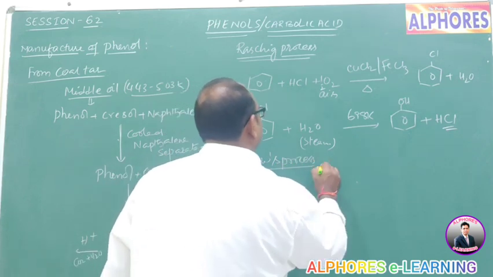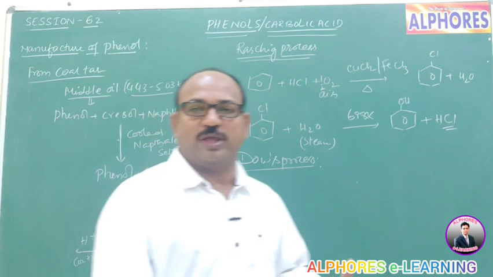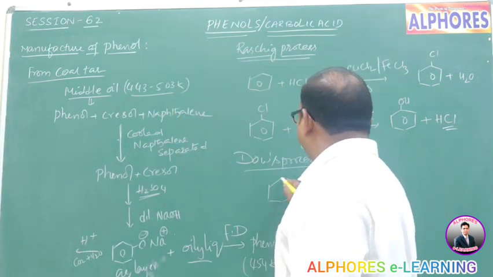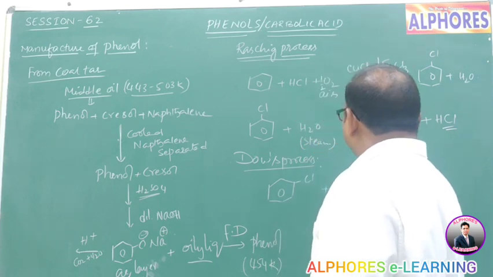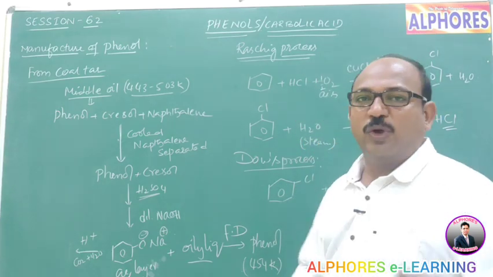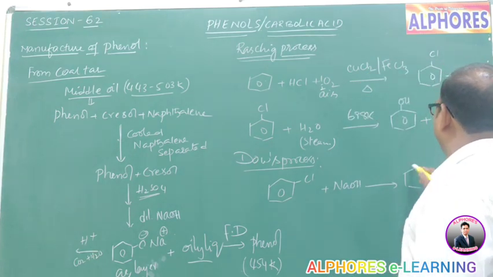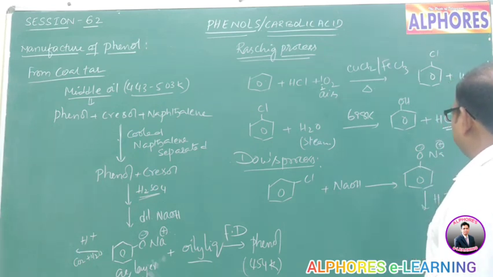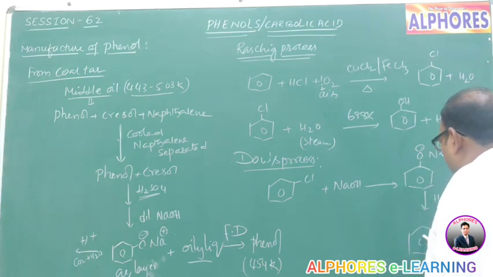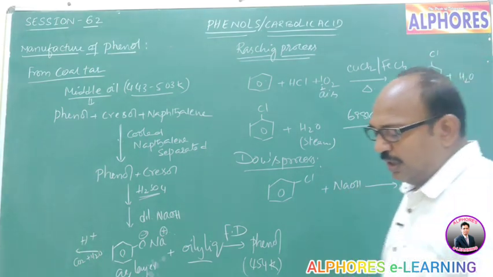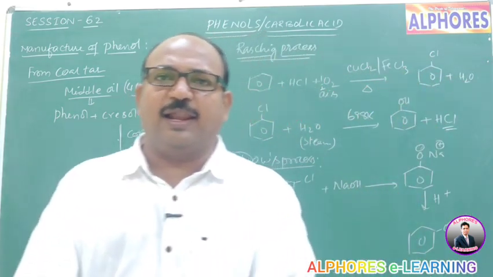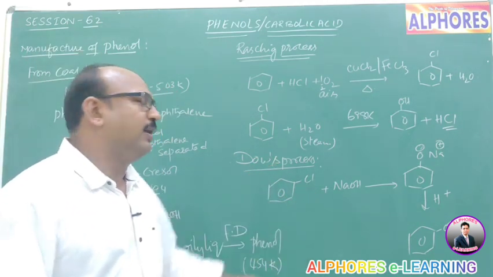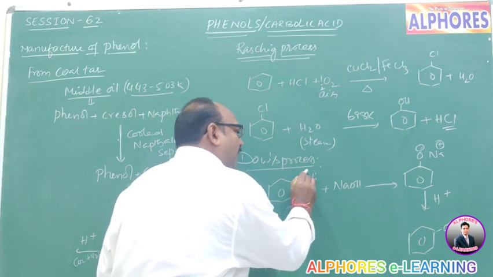In the Dow process, the same chlorobenzene upon reaction with sodium hydroxide gives sodium phenoxide, O minus Na plus. This upon acidification gives phenol.